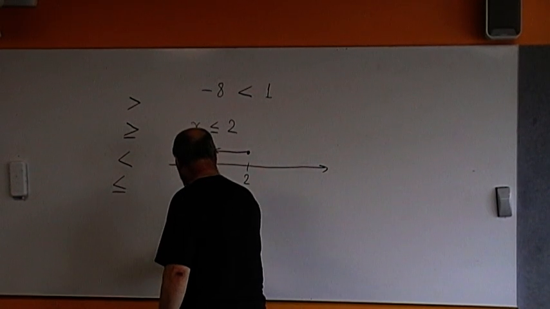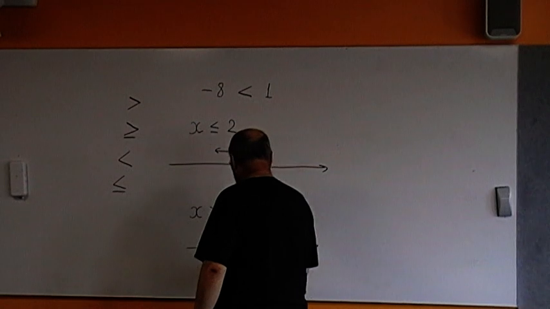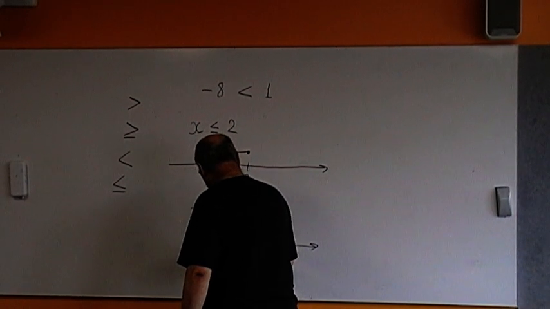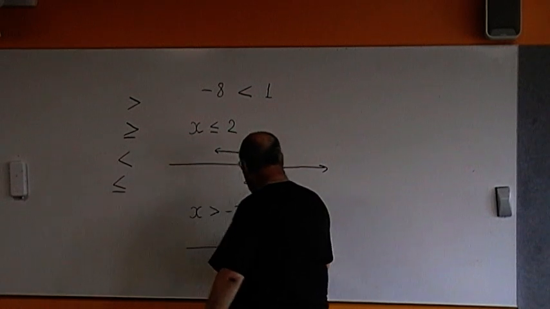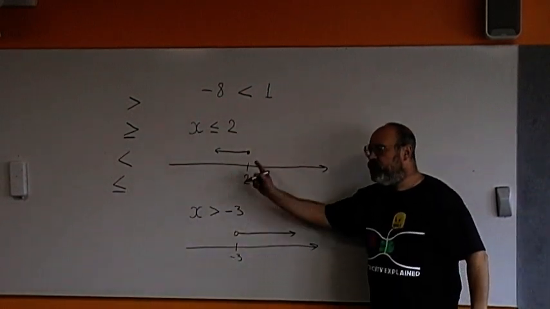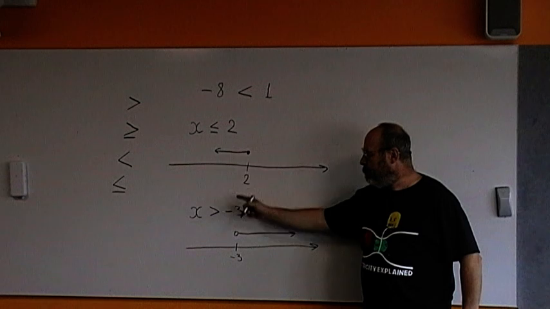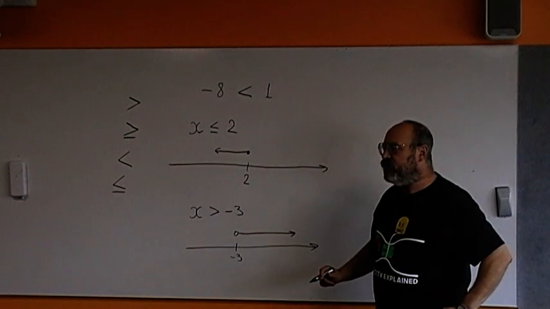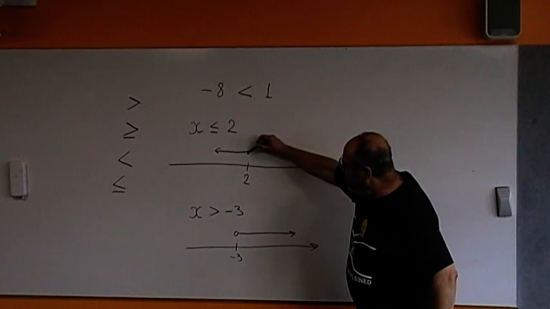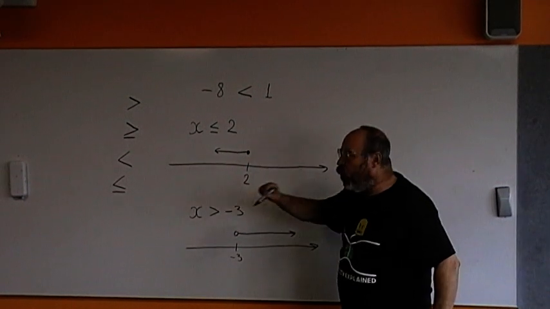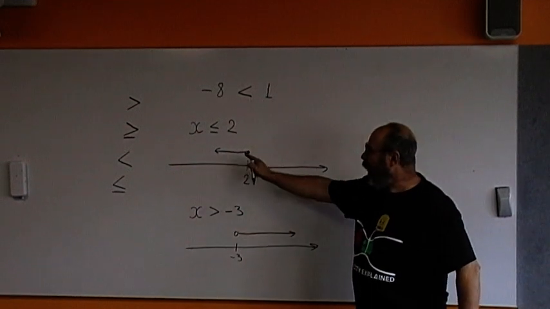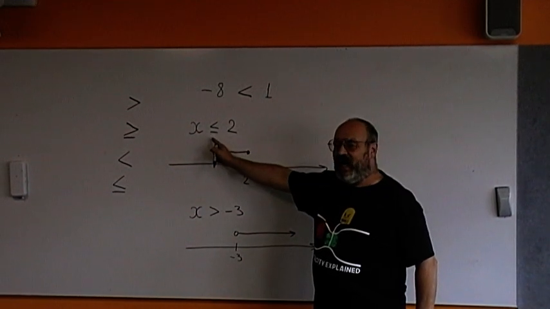Now, if we have x is greater than -3, again we have the number line, we have -3, and the arrow goes to the right. What difference can you see between these two pictures, except that one arrow goes to the right and one to the left? One has a colored-in dot, the other has an open circle. Why is that? It means it's not equal to; it can't be equal to.